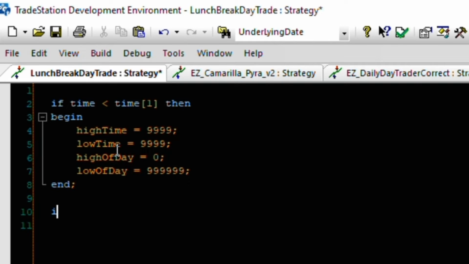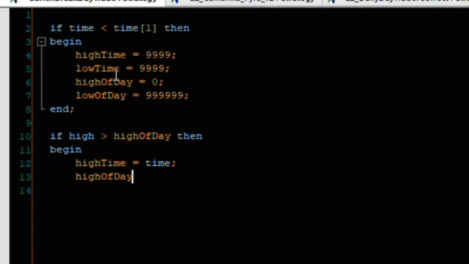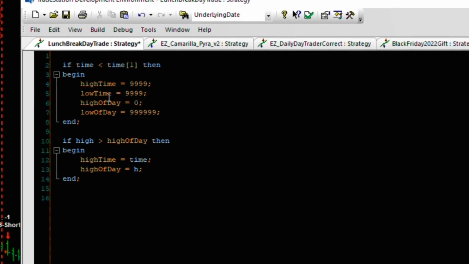Okay, what do we need to do? If the high of the current bar is greater than the high of day, which we set at the beginning of the day to 0, then begin. What I want to do is set the time. High time is equal to time. I need to set the high of day equal to the high, okay? Because we're keeping track of the high as it's being made on each 5-minute bar, or 10-minute bar in this case. Do the same for the other side.